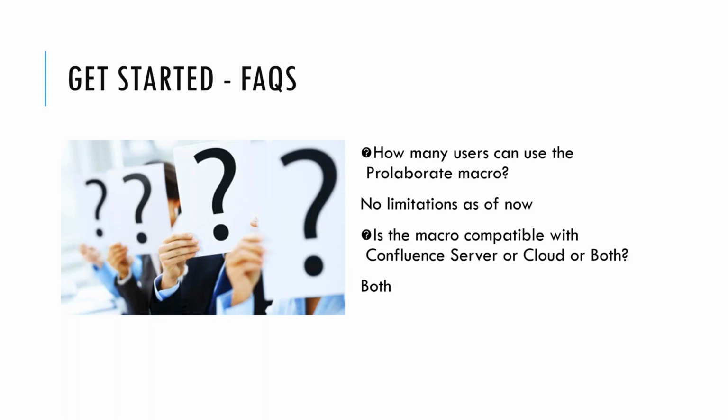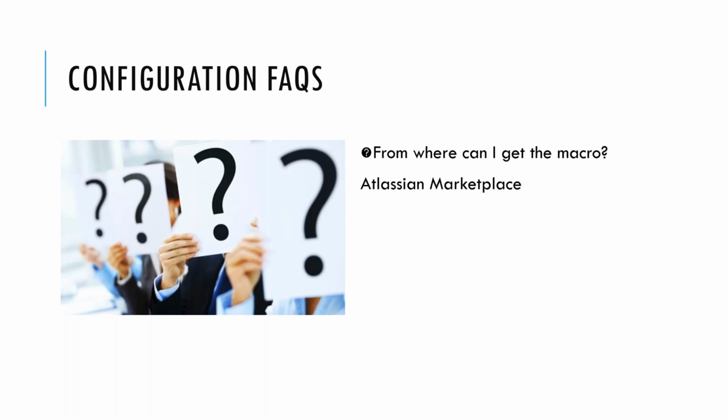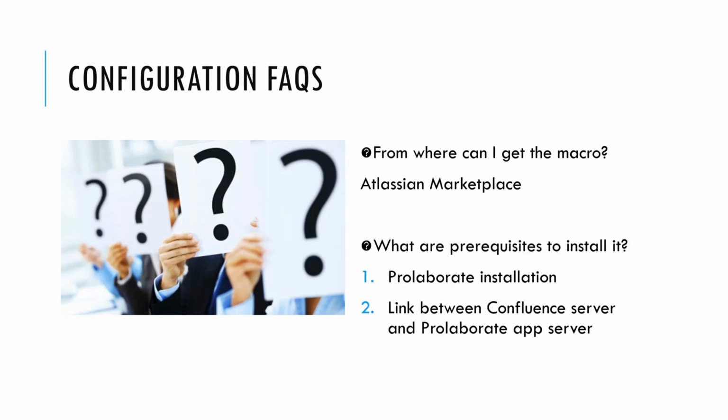Is it server or cloud or both? We support both the cloud and server versions. You said there is a one-step configuration, so where do I get the macro? It's in the Atlassian Marketplace. Do a small Google search, Sparx Prolaborate Atlassian Marketplace, and you'll get it.